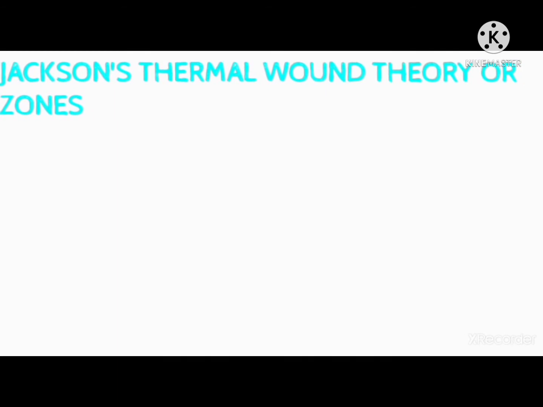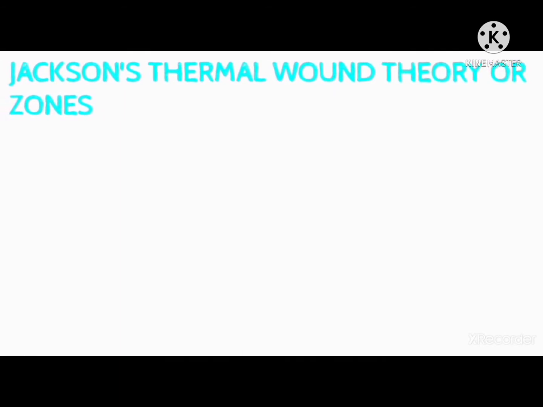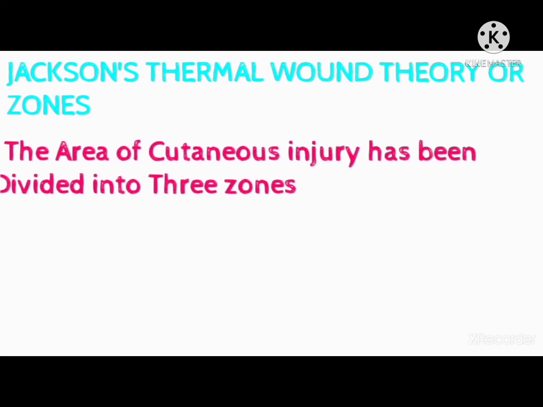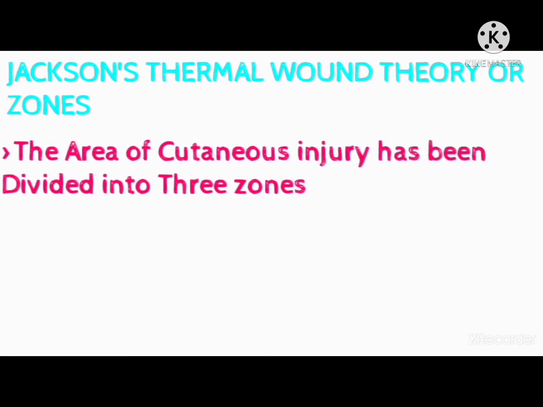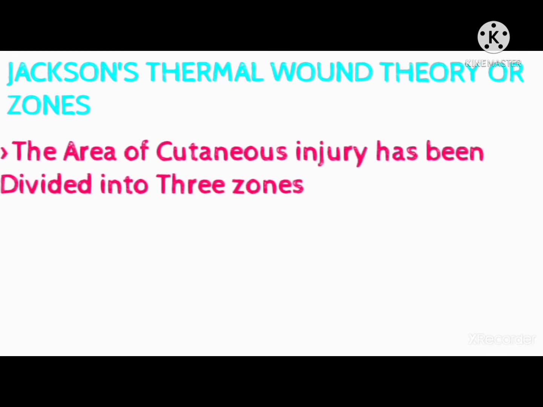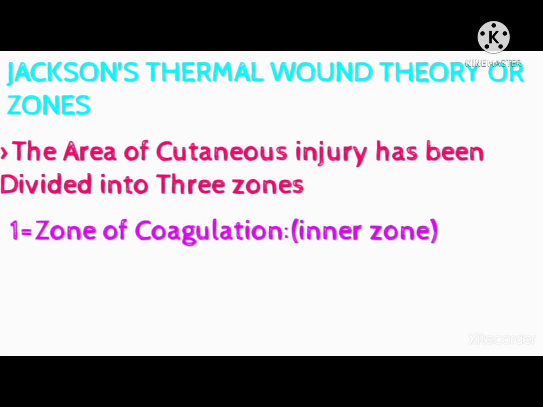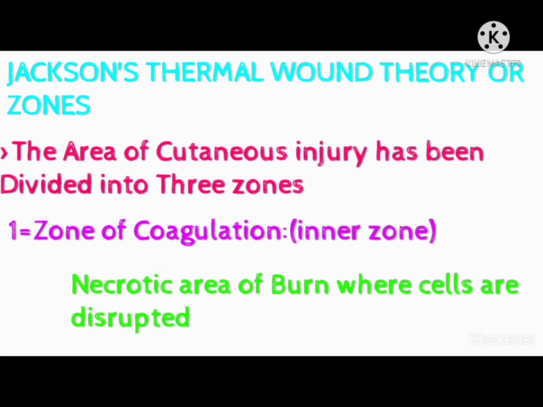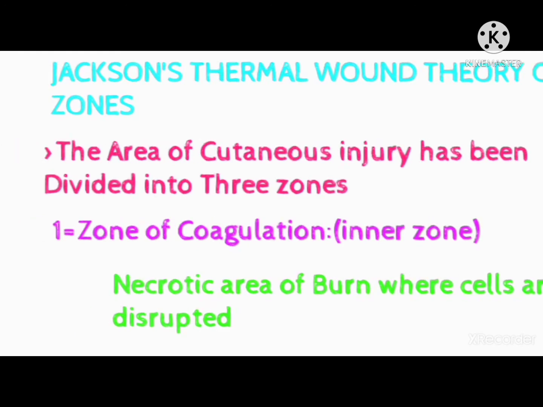Next is the Jackson thermal wound theory or zones. Jackson zones of thermal injury is the most important topic in local changes. The area of cutaneous injury has been divided into 3 zones, which is called Jackson thermal wound theory. Number 1 is the zone of coagulation. This is the innermost zone, also known as the zone of necrosis. In the zone of coagulation, there is the necrotic area of burn where cells are disrupted. This is the inner zone.